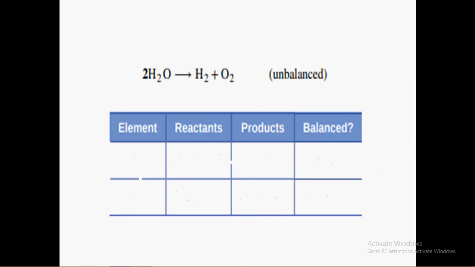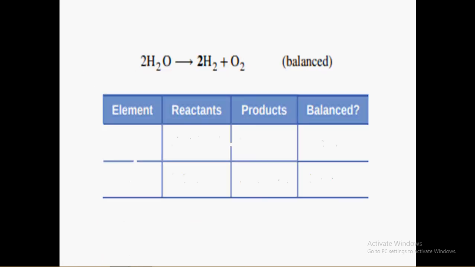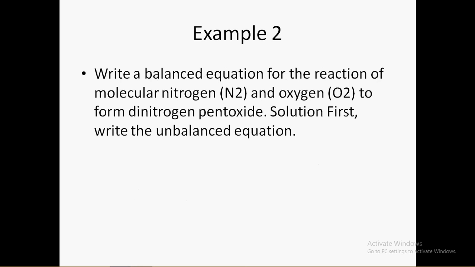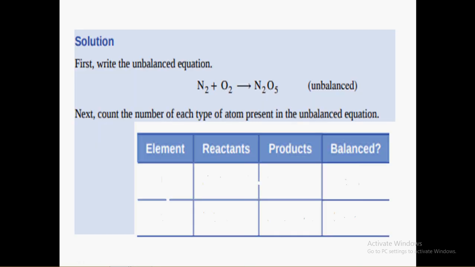You can use this blank space to balance again. No problem. We'll take another one. Write the balanced equation for the reaction of molecular nitrogen and oxygen to form dinitrogen pentoxide. You will understand by writing. Nitrogen plus oxygen is equal to dinitrogen pentoxide. Penta means 5 oxygen atoms.